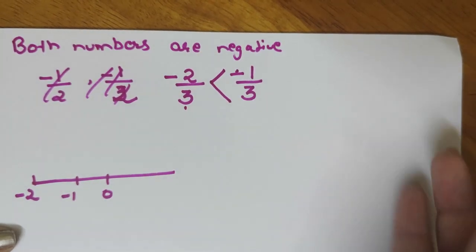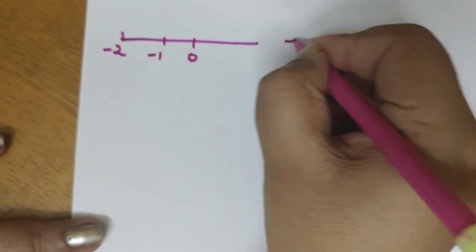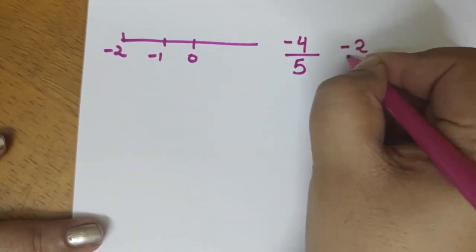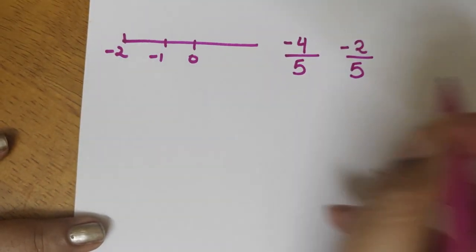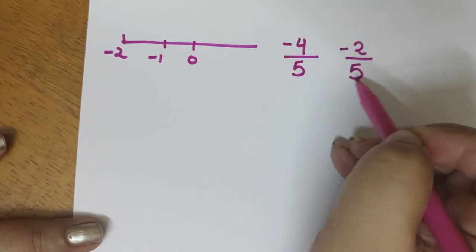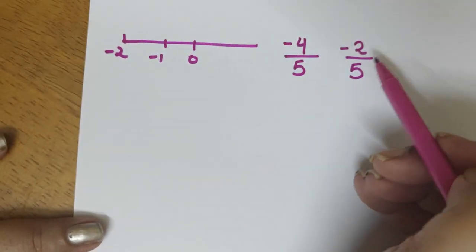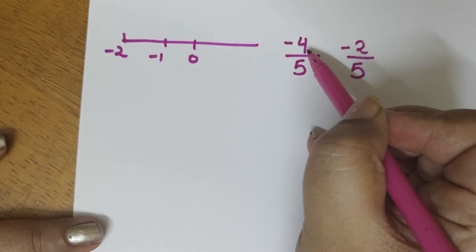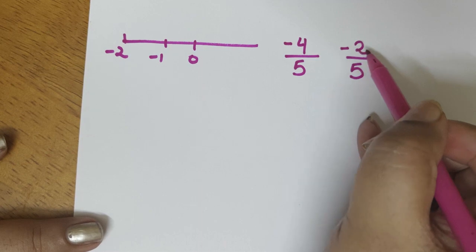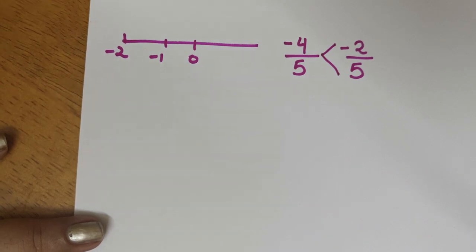Am I making sense? Let's take one more example. Say I have -4 by 5 and another -2 by 5. The denominator is equal and both are negative. So as we have learned earlier, a negative number like -4 is always less than -2. So this will be -4 by 5 less than -2 by 5. Okay. Is it clear?